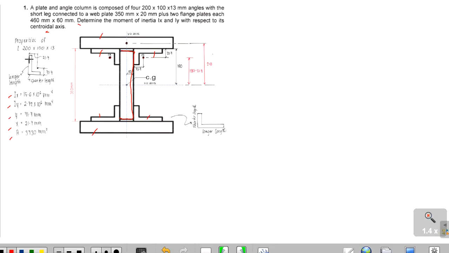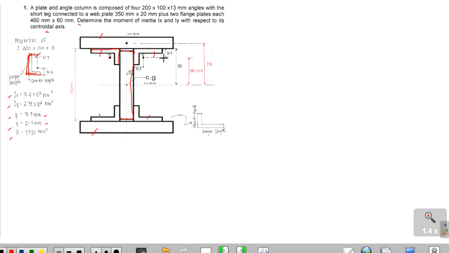so the longer length and the shorter length. Okay, so this is the 71.7, that is the y, and for x we have 21.7. We have here the x. If this is the orientation of our angle, so we have here the longer and we have here the shorter. However, in our section, our longer length is connected to the flange and our shorter leg is connected to the web.